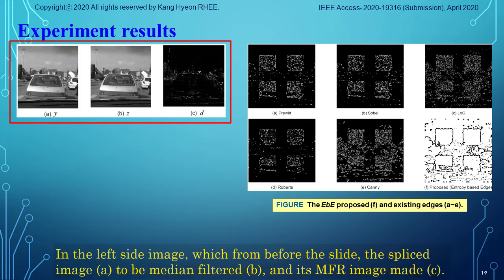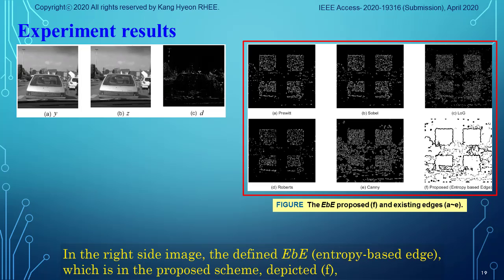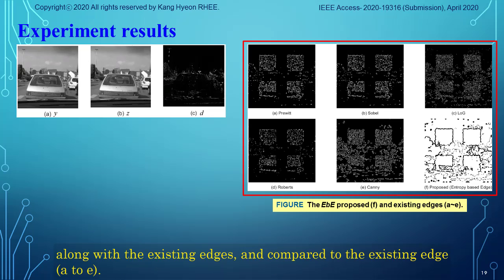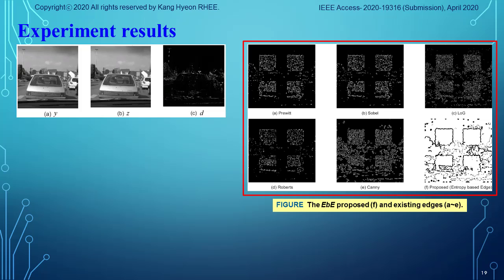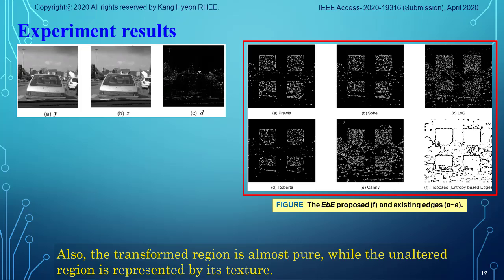In the left side image, from the previous slide, the spliced image A is median filtered B, and its MFR image is made C. In the right side image, the defined EBE entropy-based edge, which is in the proposed scheme, is depicted F, along with the existing edges, and compared to the existing edges A to E. The border edge classifies the transformed paste, and the unaltered cut region is clear. Also, the transformed region is almost pure, while the unaltered region is represented by its texture.